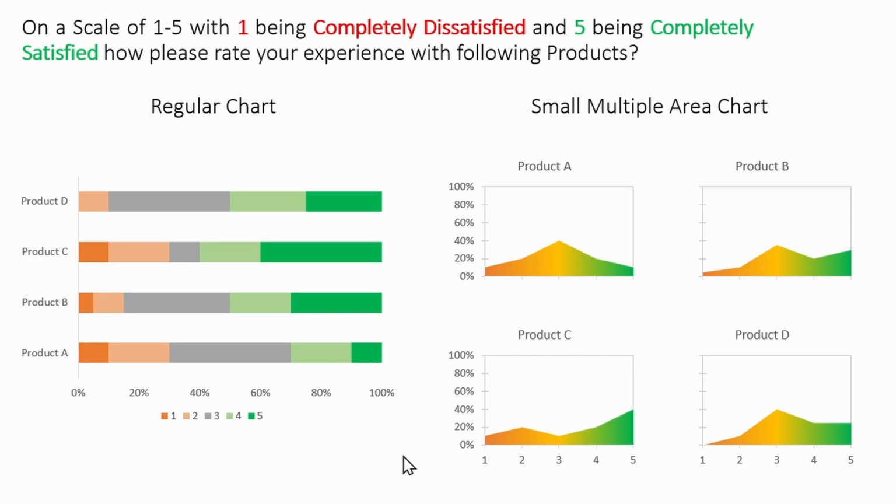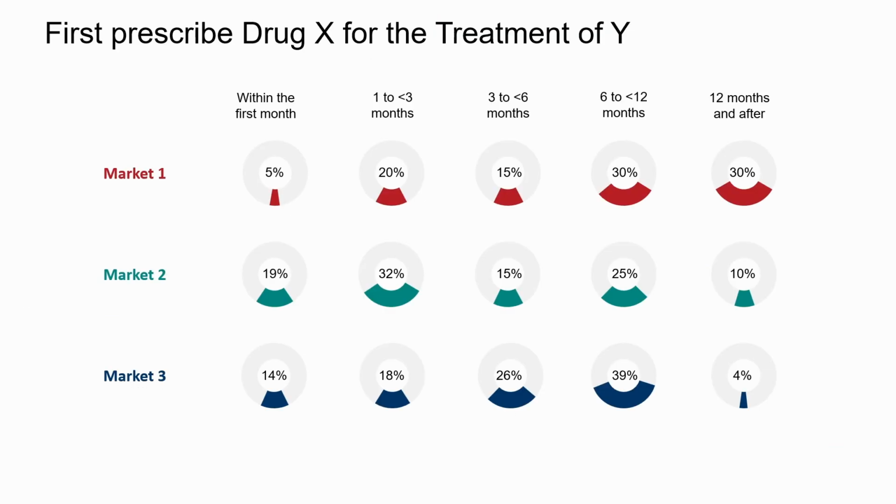The ratings and the patterns stand out a lot more prominently with this visualization compared to just having a stacked bar chart. Here is one final example of a small multiples chart. I'm using a donut chart here. This is a healthcare example where we are showing prescription data for a specific drug for the treatment of some ailment. We have 3 markets, and this is the duration that doctors take to prescribe this specific drug.